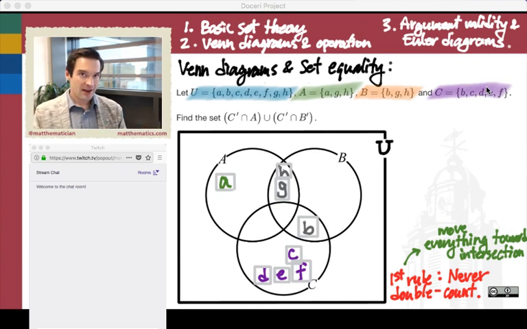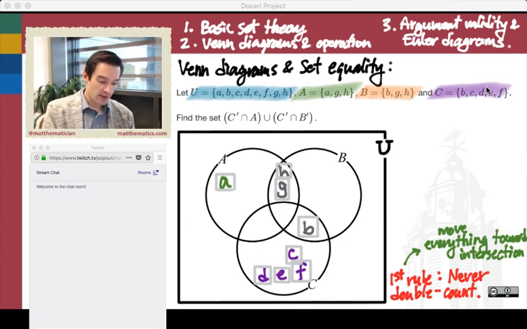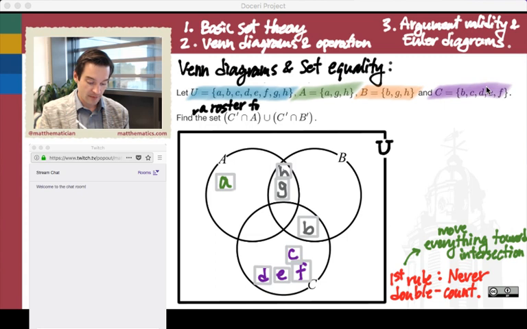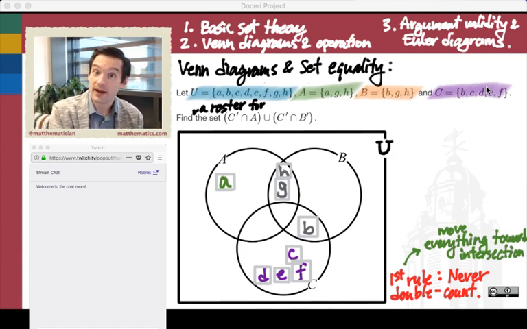So that was step one in this problem, just getting the Venn diagram set up so that each of the elements in my universe appears in one and only one location. All right, so now let's get to the end of the question, which asks us to find the set. And if I were clarifying this question, I might also say find a roster for the set. In other words, what I'm asking you to do here is to list all of the elements that belong to this set.